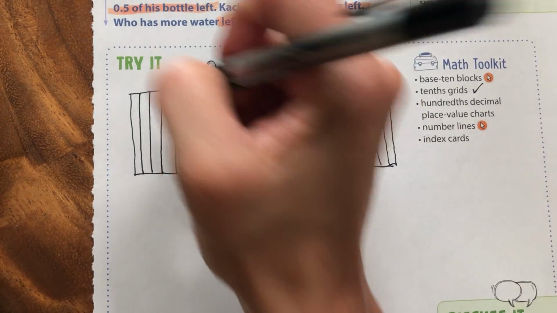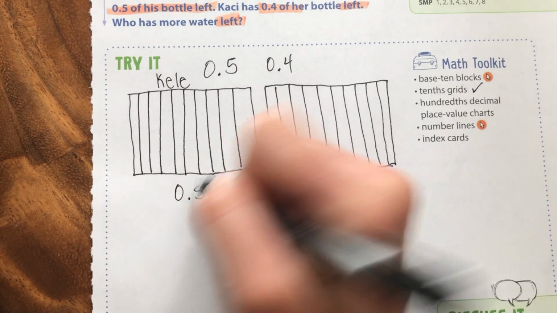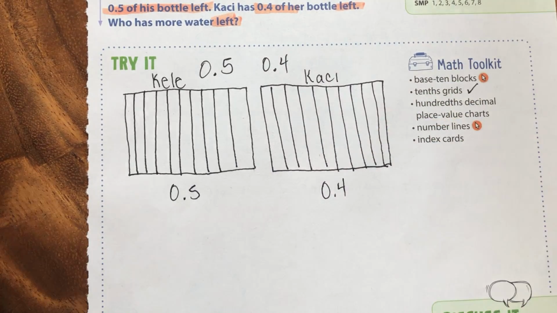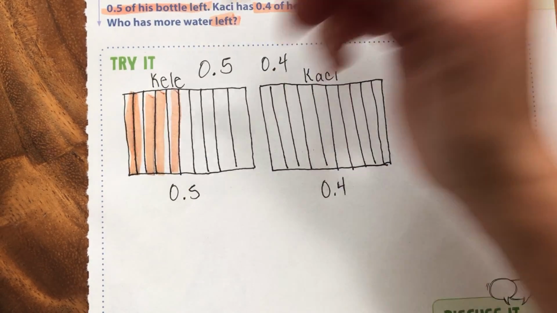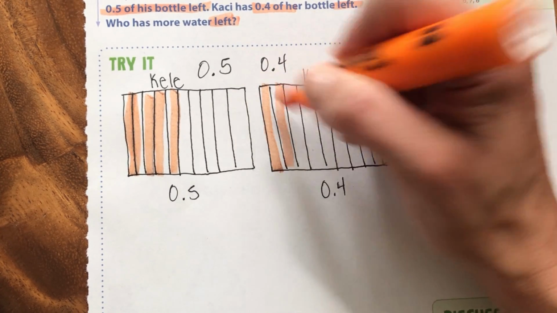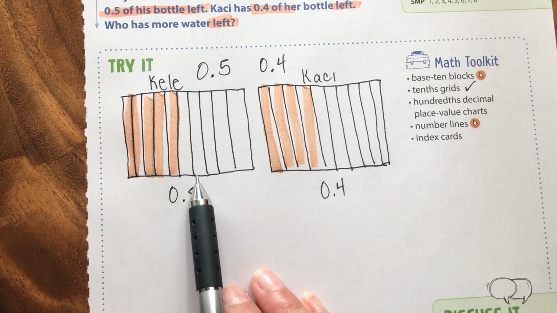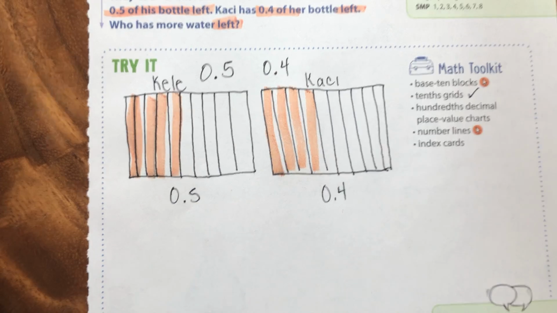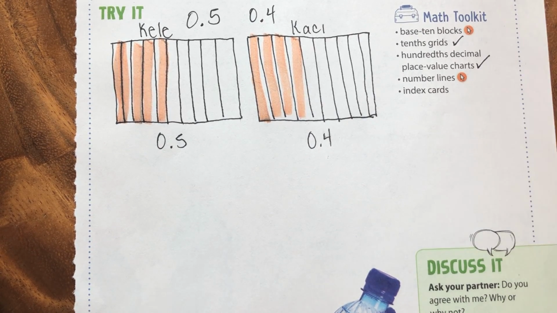Okay, and then we're going to say that this represents Kelly's 5/10, and this represents Casey's 4/10. And when I shade those in, I'm going to say that I have 1, 2, 3, 4, 5 columns shaded in, but on this side I only have 4 columns shaded in. So because I've shaded in 5 columns over here and only have 4 over here, the 5/10 is larger than the 4/10.